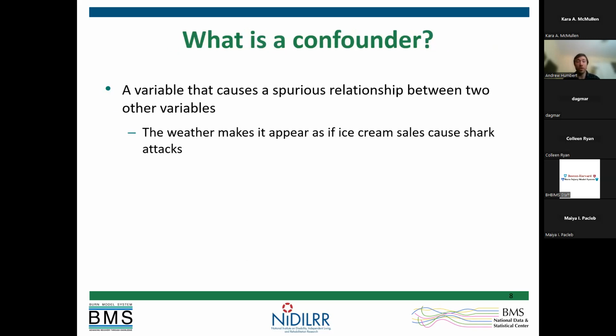So, what really is a confounder? In its most simple definition, it's just a variable that causes a spurious relationship between two other variables. I think this definition is slightly misleading in that we often fixate on the causing a spurious relationship, but a confounder can also cause a relationship to look like it doesn't exist. So it can both induce a relationship, but it can also take away a relationship. So it's possible a confounder is removing a relationship that's actually there.